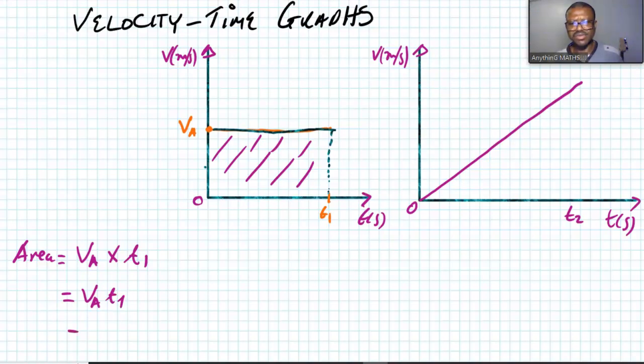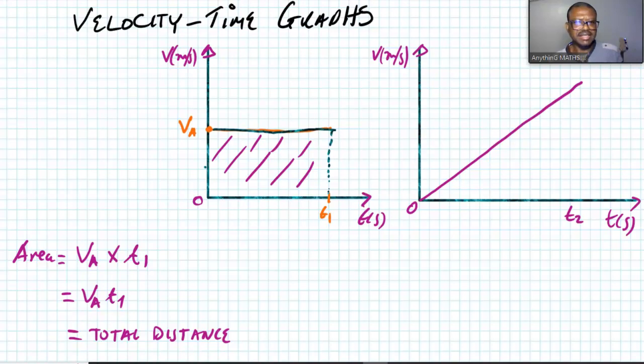And this is also the total distance covered. And it's quite clear that from here, once you have the total distance covered, you can also find the average speed because you can divide it by T1 and get the average speed.